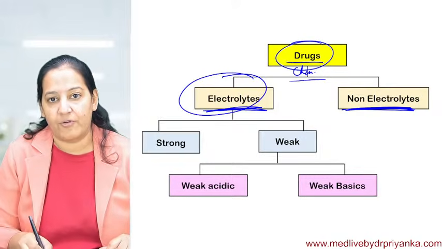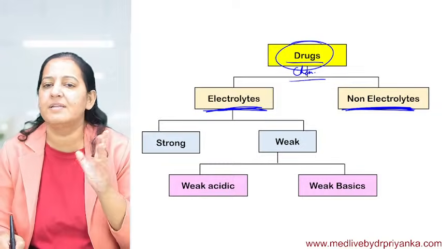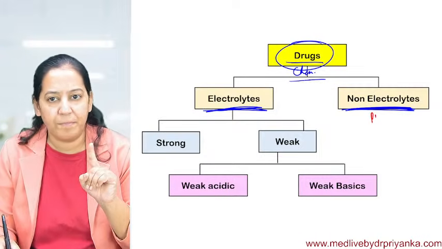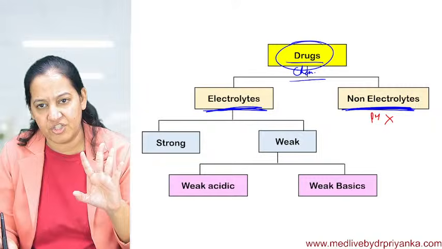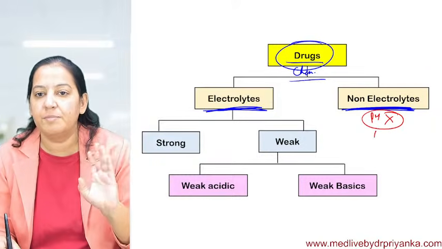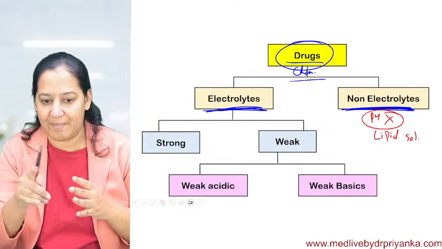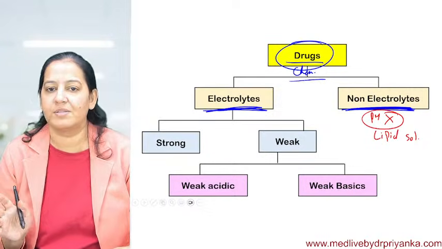A drug can be an electrolyte or a non-electrolyte. Please understand, if the drug is a non-electrolyte, it is not pH dependent. It doesn't depend on pH, whether pH is acidic or basic. Its absorption is not affected by pH because it is lipid soluble. Non-electrolytes are lipid soluble. They can cross the cell membrane.